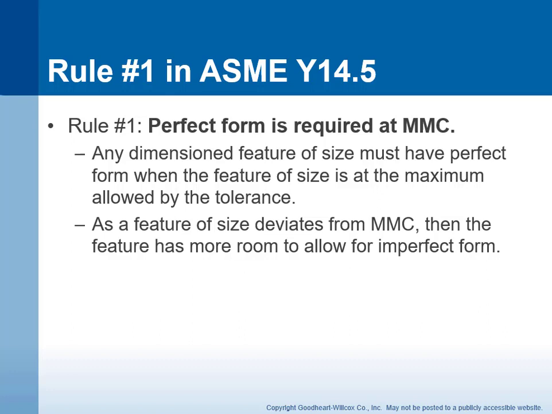Rule number 1, perfect form is required at maximum material condition. Any dimension feature of size must have perfect form when the feature of size is at its maximum allowed by the tolerance. As a feature of size deviates from the MMC, then the feature has more room to allow for imperfect form. This goes back into using MMC as a means of guaranteeing the fit of your parts.